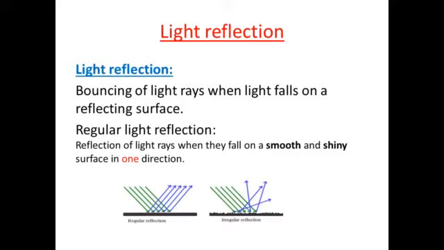There are two types of light reflection, which are regular reflection and irregular reflection. We are required to study only regular reflection, as we can observe in the following figure. All light rays are reflected in only one direction and only one image is formed, while in case of irregular reflection, light rays are reflected in different directions and many images are formed. So, regular light reflection is a type of light reflection in which light rays are reflected in only one direction when they fall on a smooth and shiny surface.